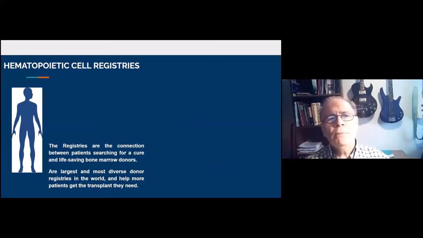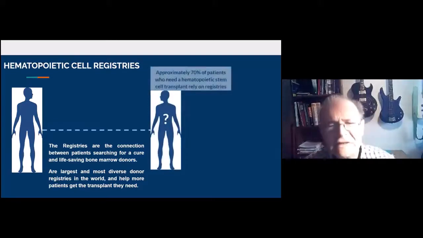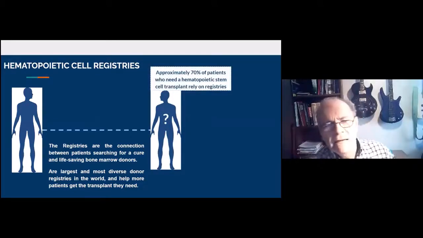The hematopoietic cell registries are needed at the moment when you do not find a sibling donor. These registries are the connection between patients searching for a cure and life-saving bone marrow donors. They are the largest and most diverse donor registries in the world and help more patients get the transplant they need. You have to know and remember that approximately 70% of patients who need a hematopoietic stem cell transplant rely on registries.